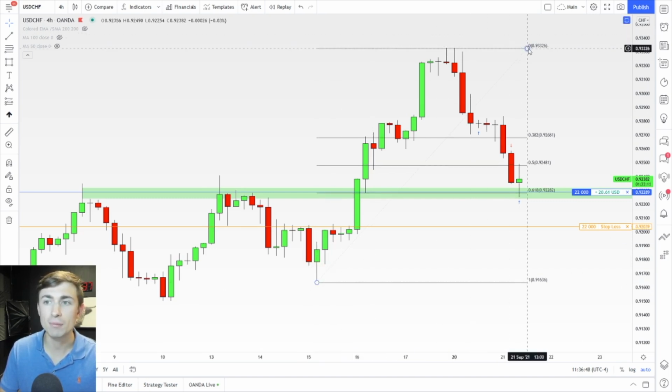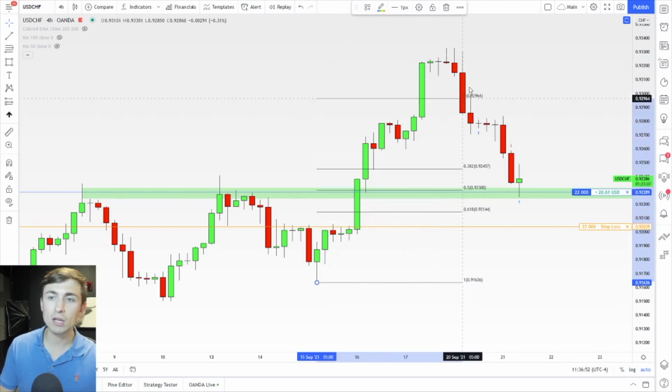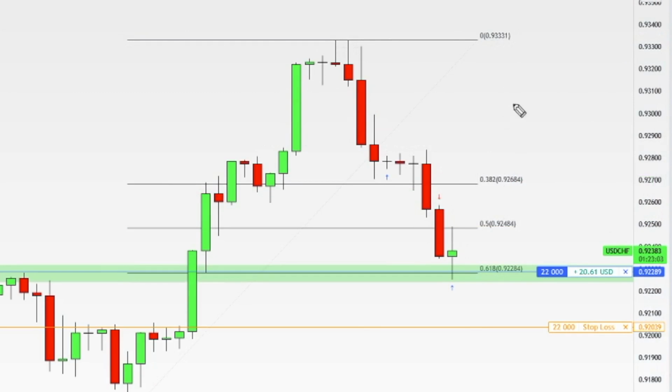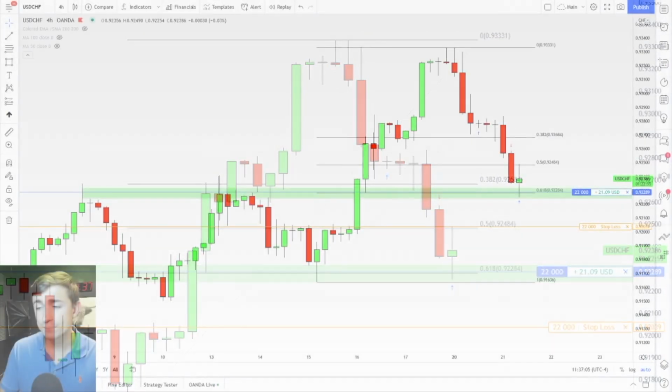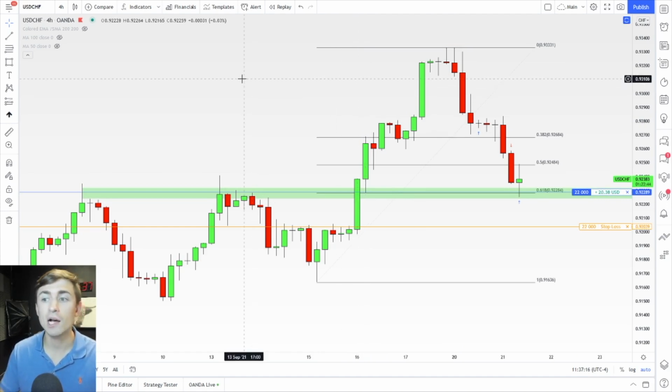In case you're not familiar with it, you take the fib from the swing low of a move to the swing high, and there you go. It's got three levels printed here that I'm going to be paying attention to: the 38.2, the 50%, and the 61.8. On top of that, that alone is not what's going to get me into a trade. I'd usually take into account a couple of different factors before making a decision to go long or short on a particular currency pair or market that I'm trading.